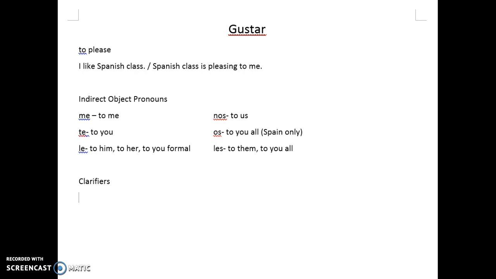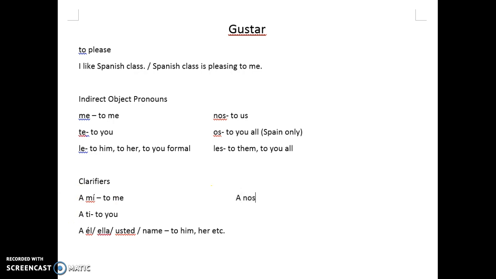The clarifiers are always going to start with a, and that is a preposition. So after a, we use the prepositional pronouns. So for example, a mí is going to be to me. Yes, it is redundant. To me, not just me. A ti is to you. Again, that's familiar. Notice that mí has an accent, but ti does not. We have a él, a ella, a usted, or we can use a with someone's name. And that's going to be to him, her, etc.